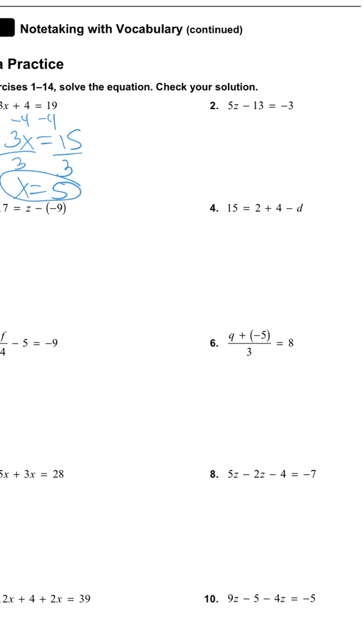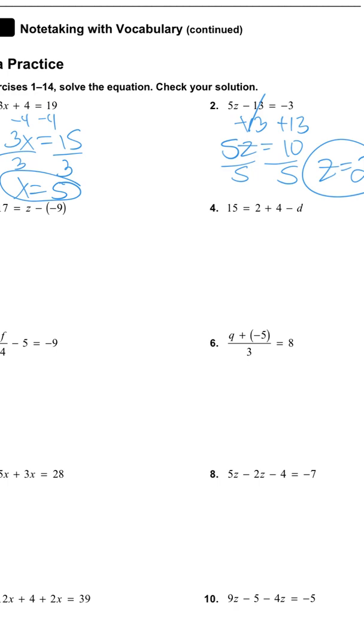Here for number 2, 5z minus 13 equals negative 3. We're going to add 13 to both sides. And negative 3 plus 13 gives us a positive 10. Divide by 5, and z equals 2. 5 will go into 10 twice.